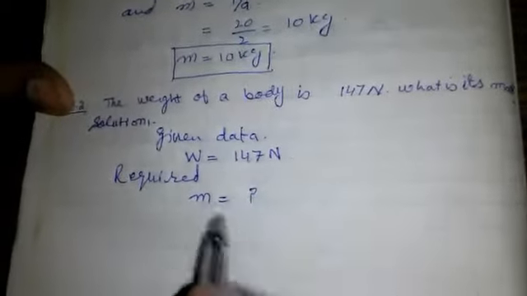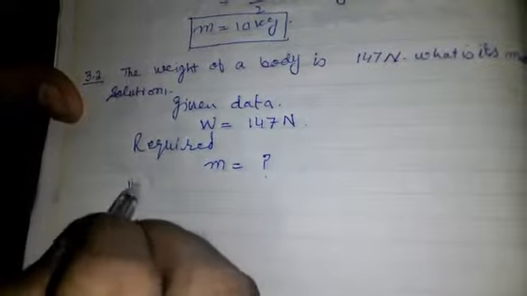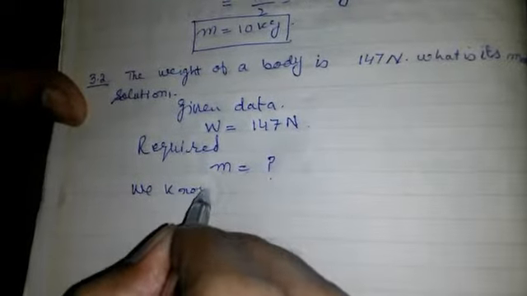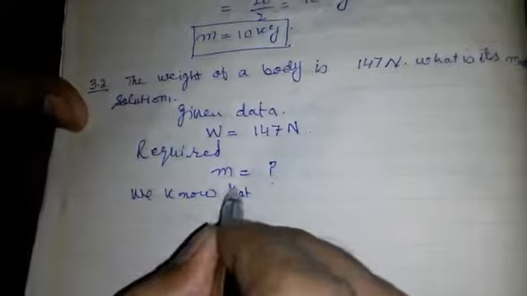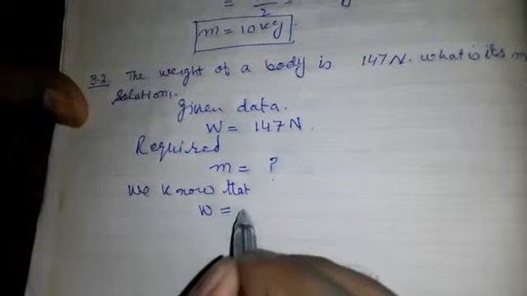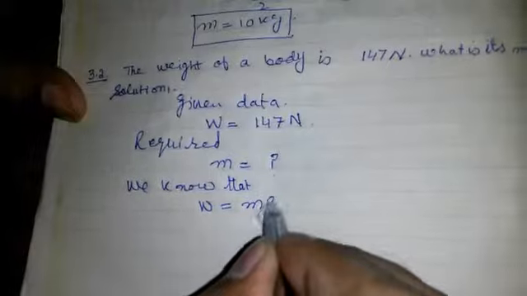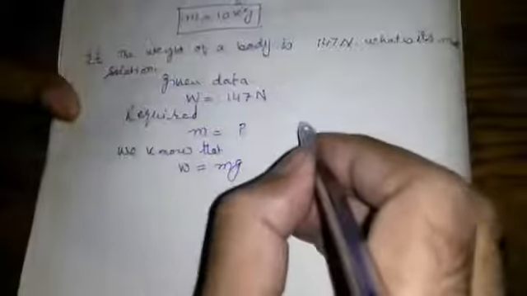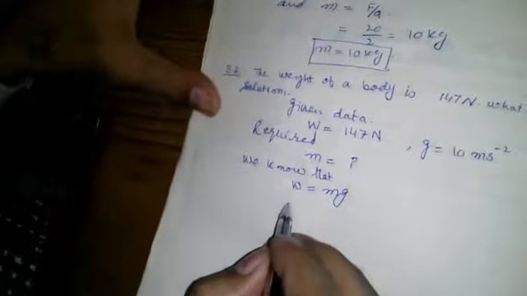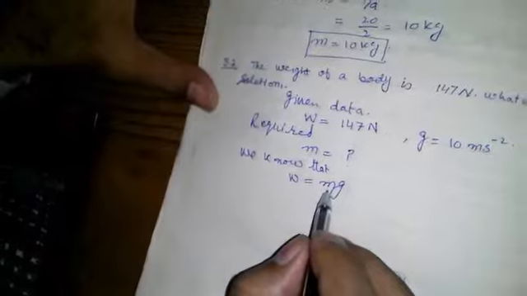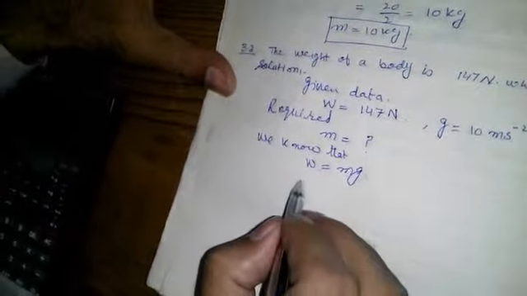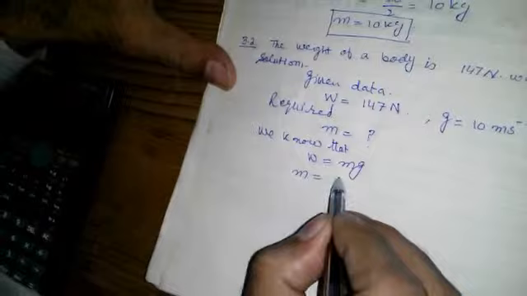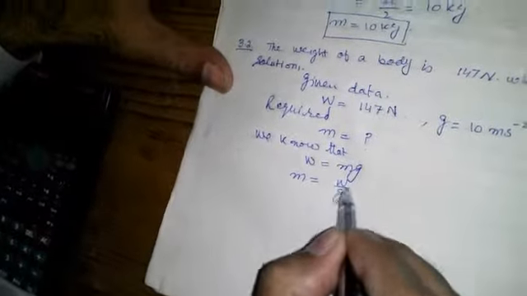mass m. We know that W is equal to mass m into g, gravitational acceleration. We know g is equal to 10 meter per second per second. Now we release mass here. m is equal to W over g.